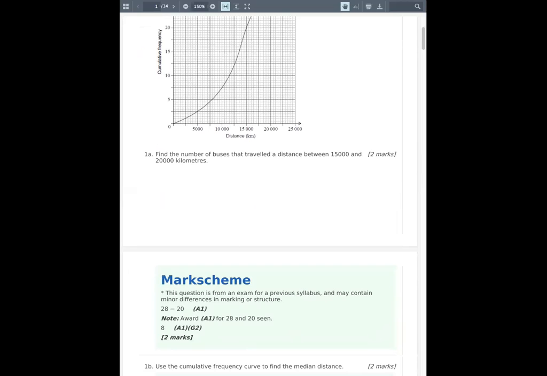Let me see if I can annotate. Hopefully I can. Okay, so you would look at the distance since it's asking for 15,000 and 20,000. You would look at 15,000, and when you go up here, can you guys see my cursor? Okay, good. So 15,000 correlates with 20, right?